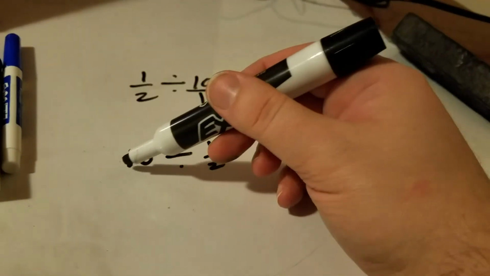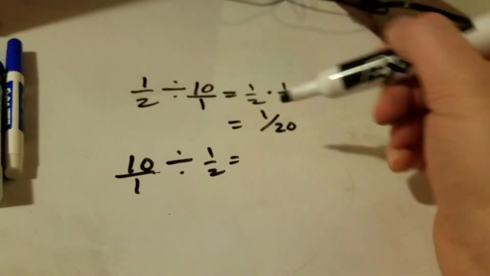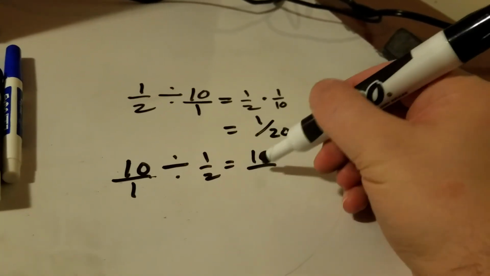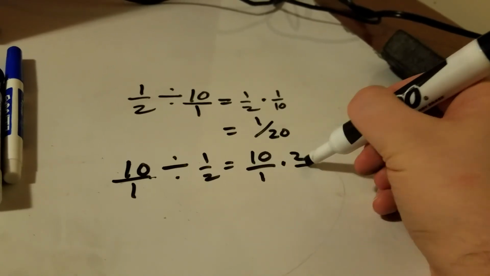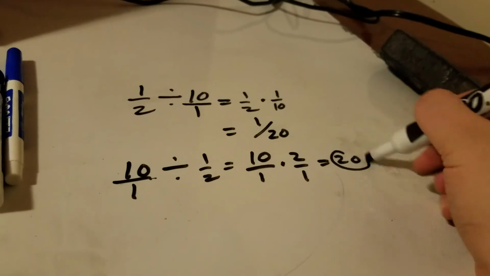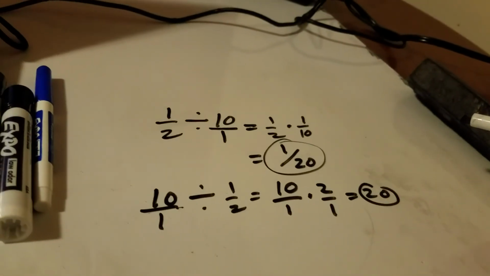What about 10 divided by 1/2? Okay, well, again, I can think about this as 10 over 1, divided by 1/2, so I can flip it. So 10 over 1 times 2 over 1, and this is just 20, okay? So you get different answers, so you're going to want to watch that.